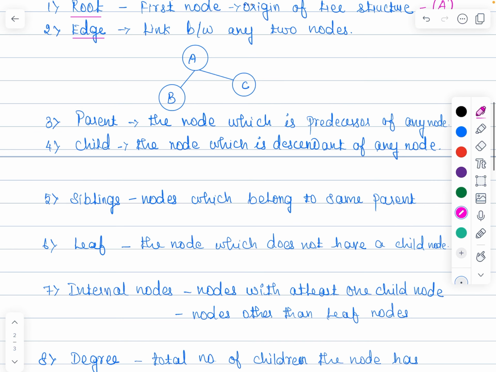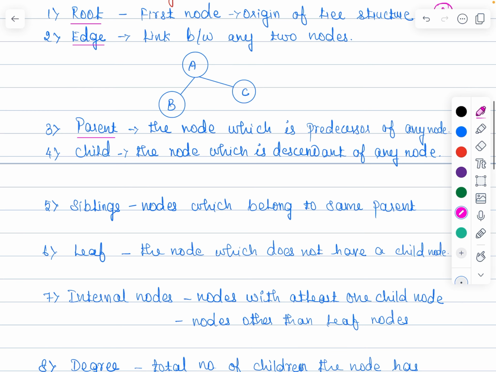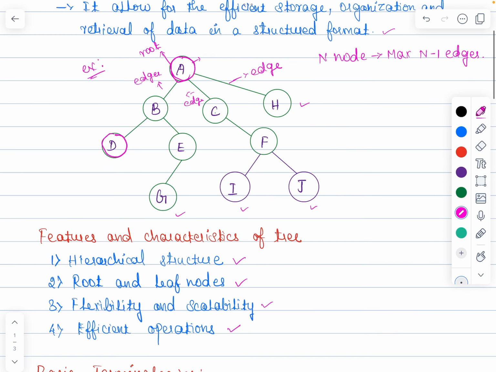And the next terminology is parent. In a tree data structure, the node which is the predecessor of any node is called a parent node. In simple words, the node which has a branch from it to any other node is called a parent node. A parent node can also be defined as the node which has a child or children. The node which has a child node, we call a parent.